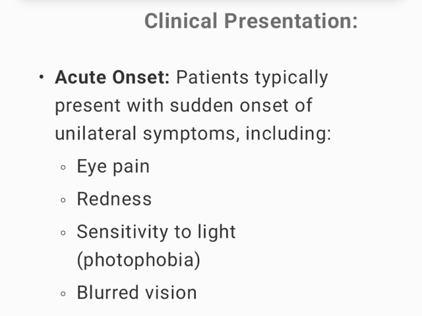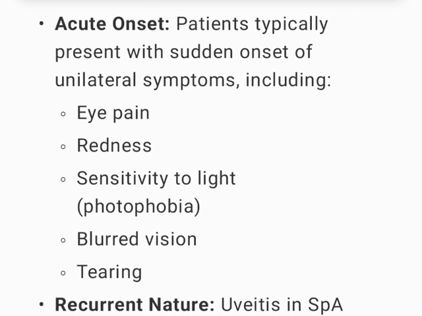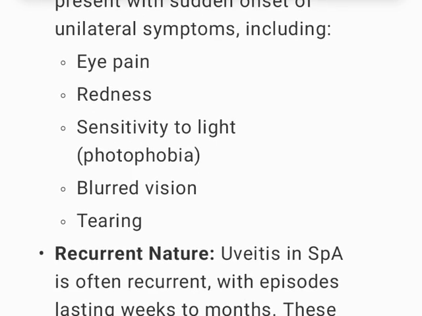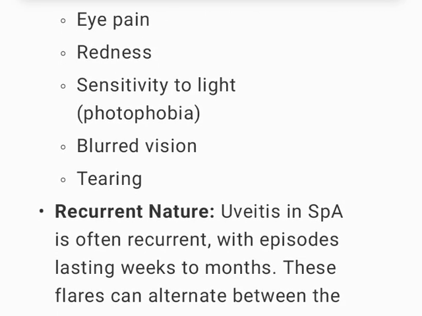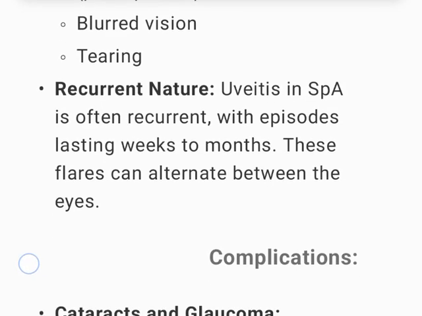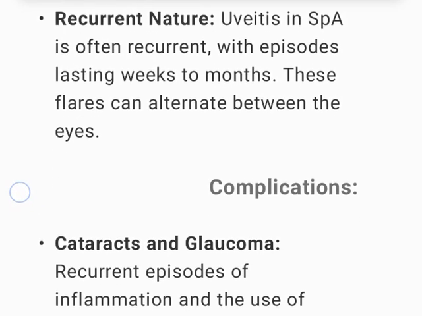Clinical presentation. Acute onset. Patients typically present with sudden onset of unilateral symptoms, including eye pain, redness, sensitivity to light, photophobia, blurred vision, tearing. Recurrent nature. Uveitis in SpA is often recurrent, with episodes lasting weeks to months. These flares can alternate between the eyes.